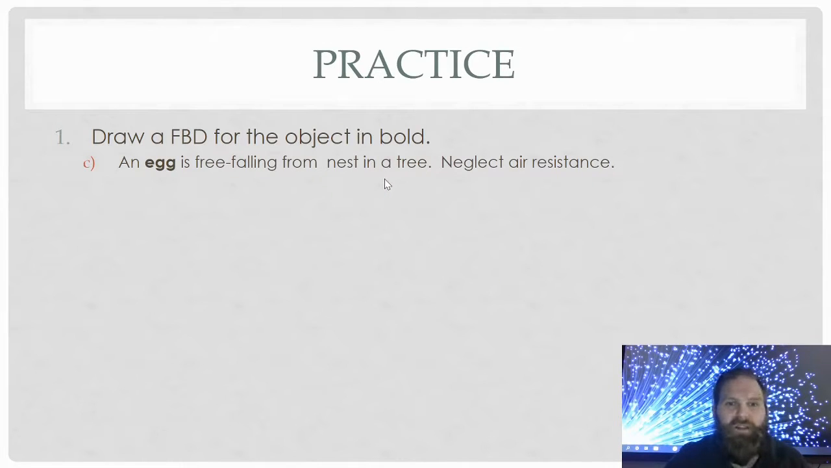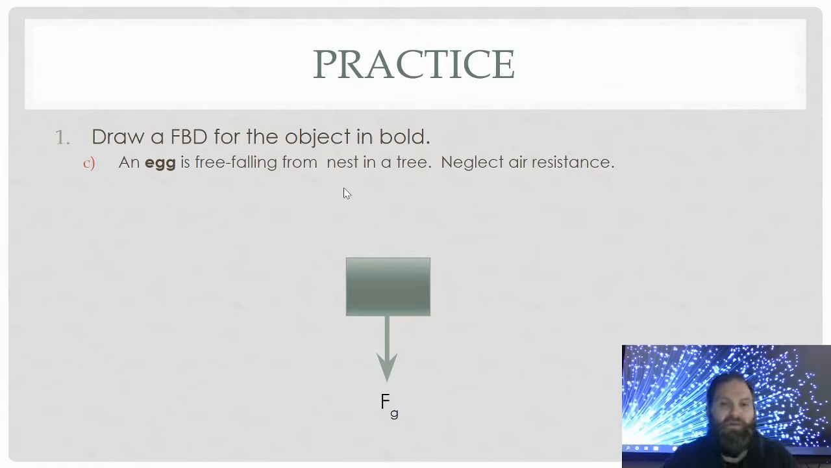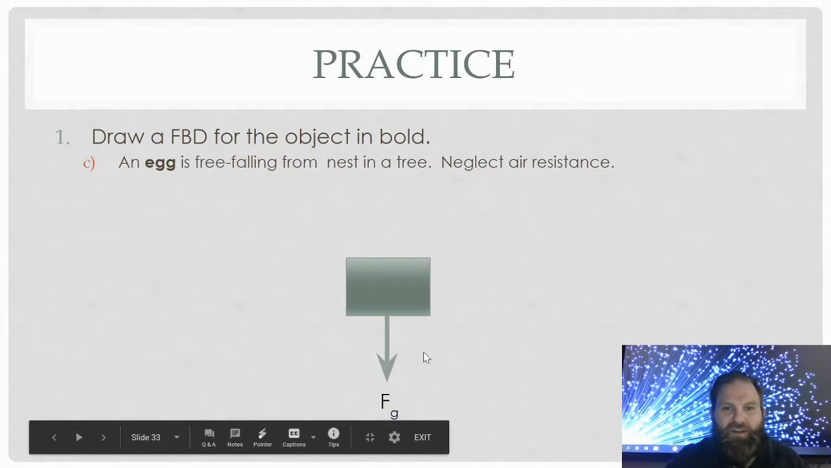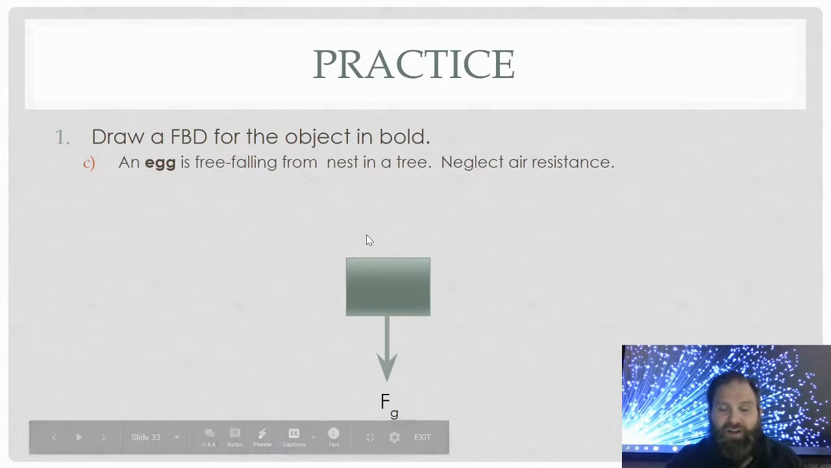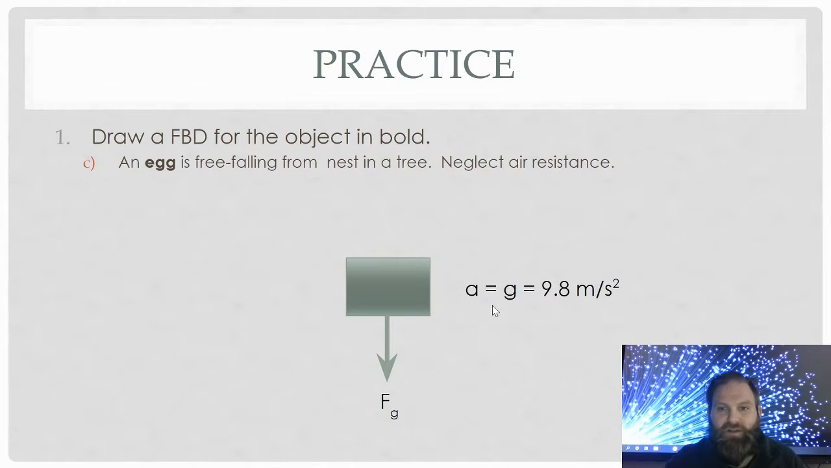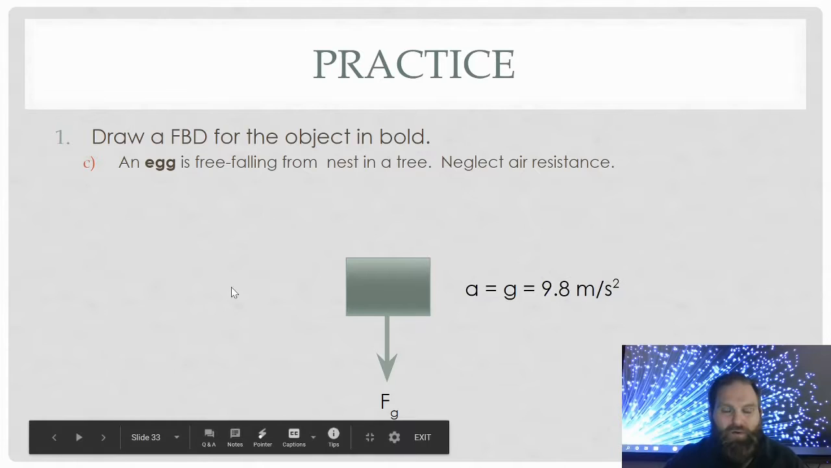An egg is free falling from a nest in a tree. Neglect air resistance. Neglecting air resistance is something we're going to be doing quite a lot in this unit, and it makes the calculations a lot easier. So here we're going to draw a free body diagram, so a box representing our egg, and the force of gravity is pulling it down. There's nothing acting on it in the upward direction, so the acceleration is going to be 9.8 meters per second squared down.